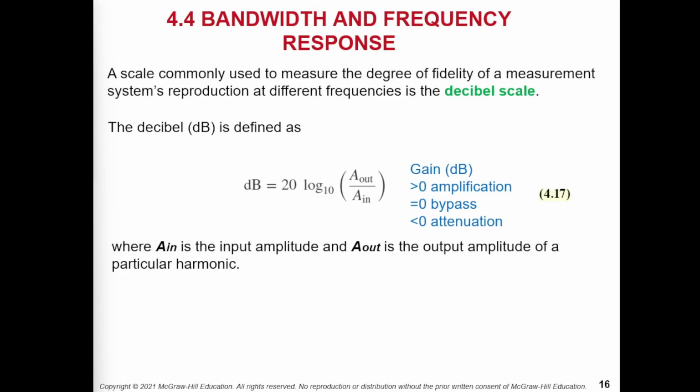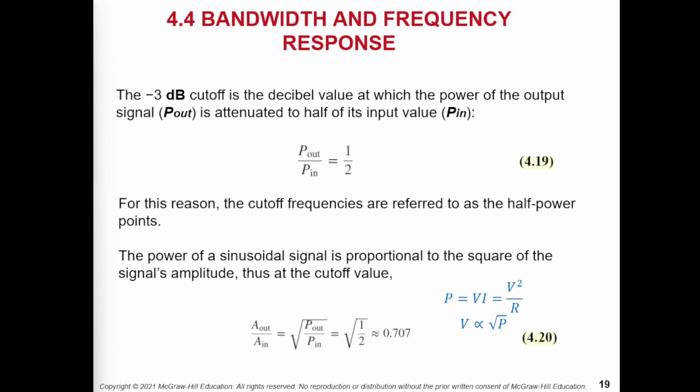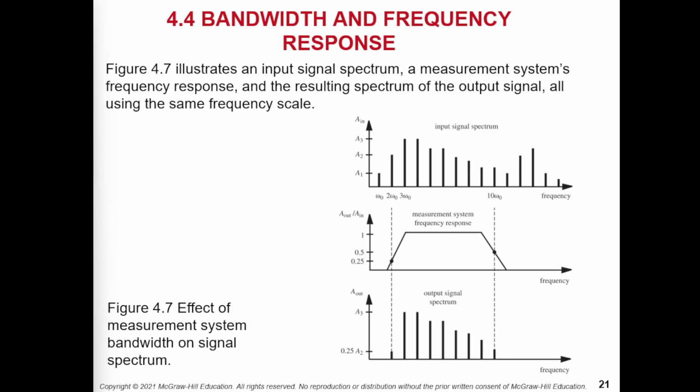If it's 0 dB, that means the ratio is one, so it means bypass. But if the ratio is less than one, the dB value will be less than zero, so it becomes attenuation. This is represented by this one. Over here, the ratio is always 1 or lower than 1.